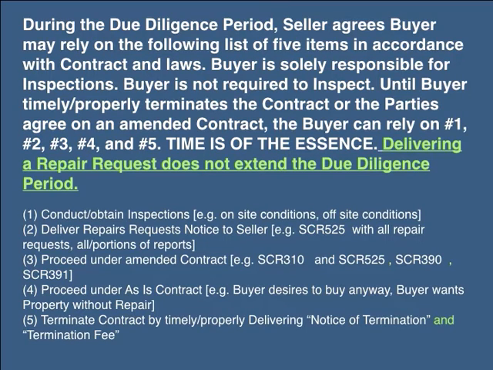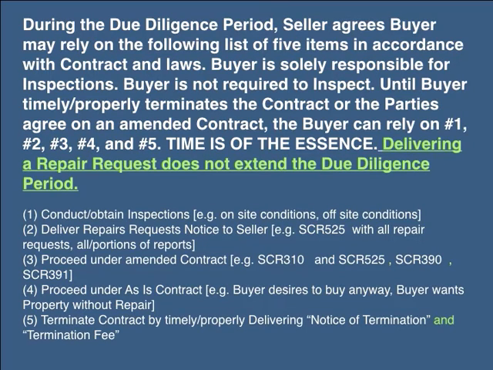Number 3, to proceed under an amended contract, that's SCR 310 and SCR 525, 390, or 391. You can use addendums, different contract addendums, once you come to negotiating the repairs and what you want to do. Number 4, proceed under an as-is contract. That means the buyer decides to buy anyway. The buyer wants a property without repairs. That's the buyer's choice. Or 5, terminate the contract by timely, properly delivering notice of termination and a termination fee.